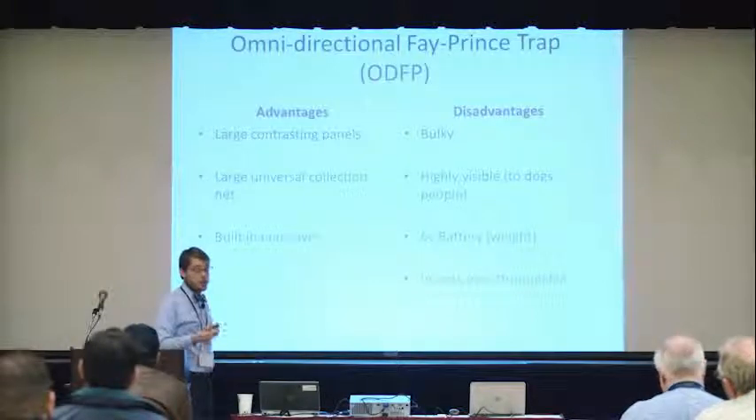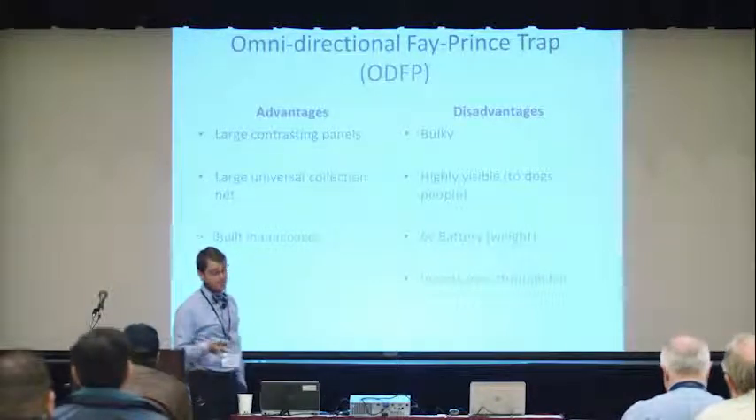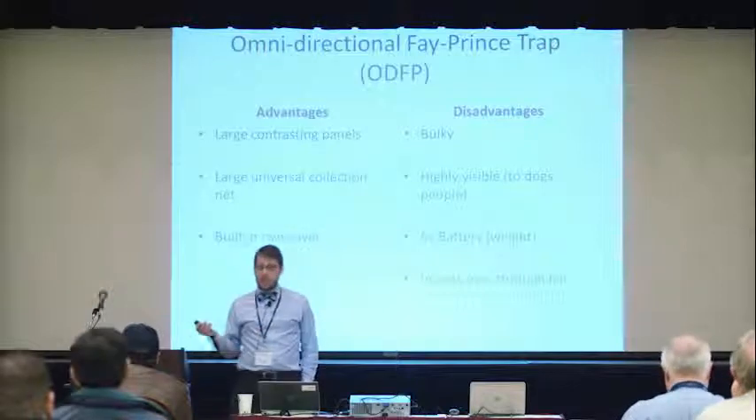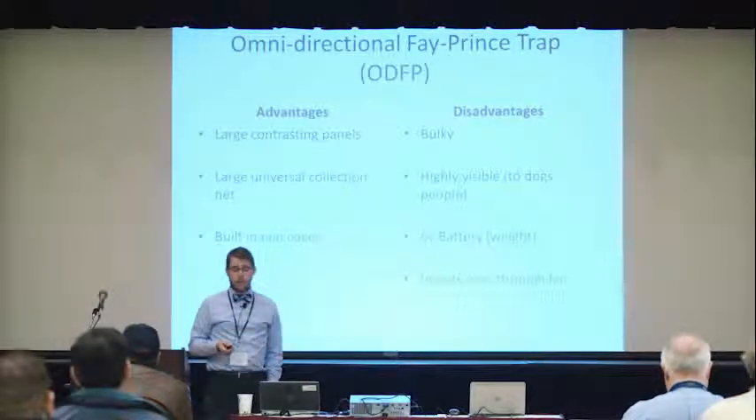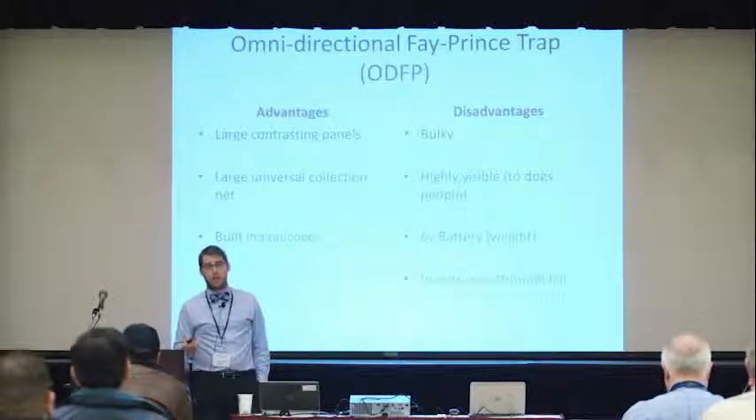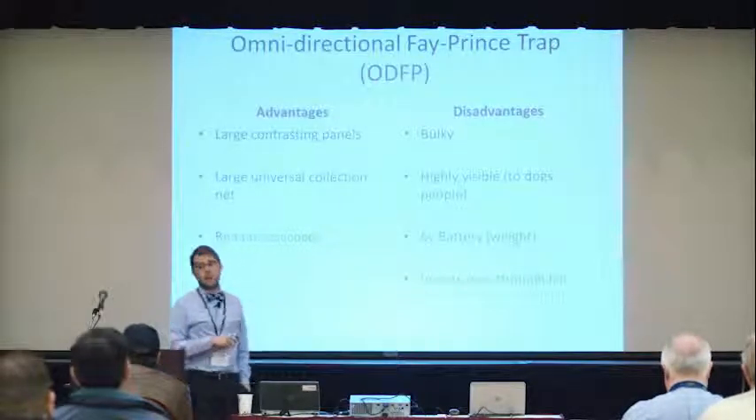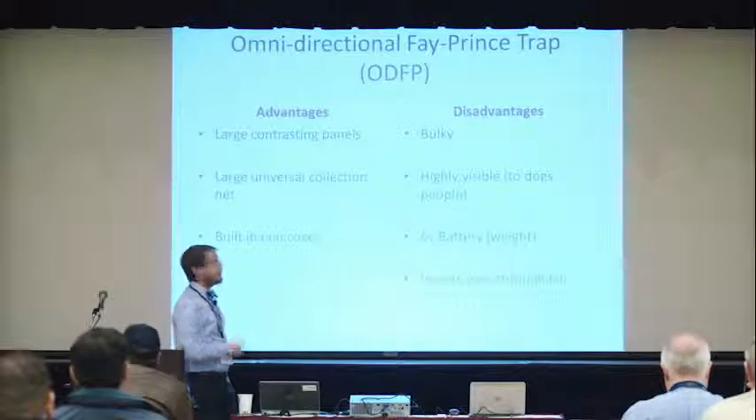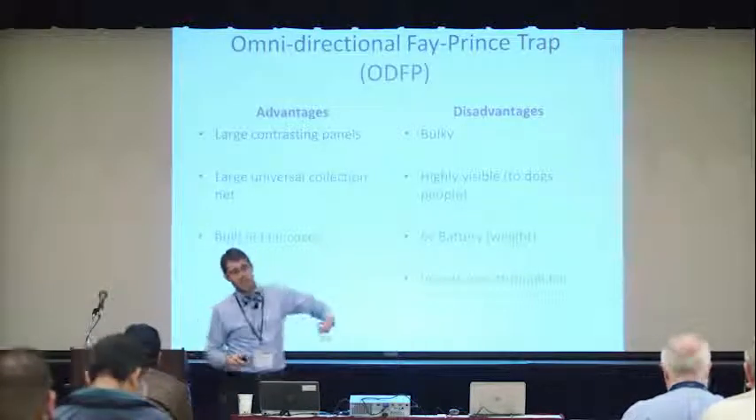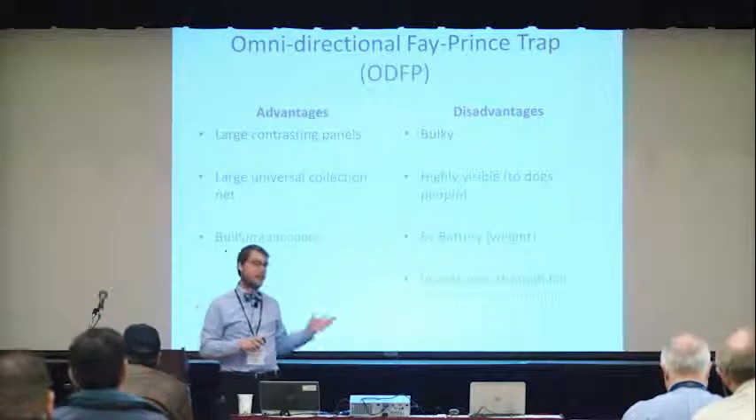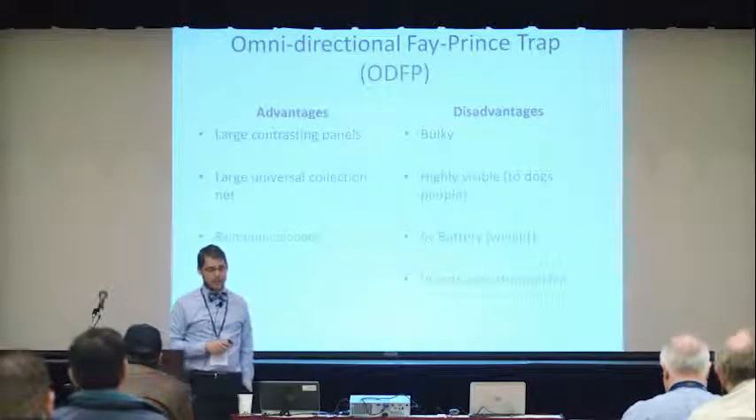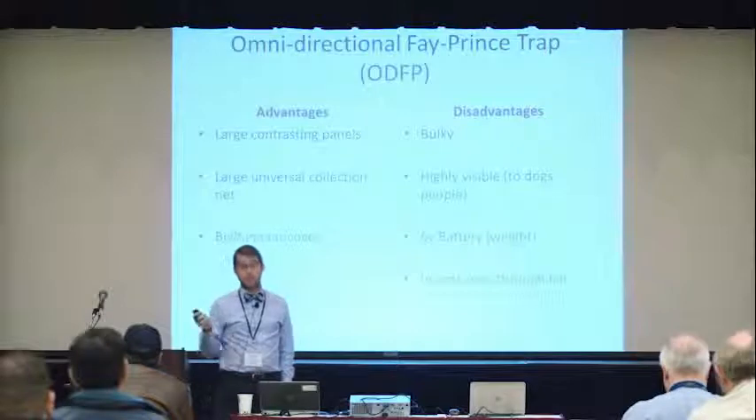So the advantages are the large contrasting panels. It's easy to see for the mosquitoes. It uses what I call the universal collection net, and it's got a built-in rain cover. The disadvantages are that it's bulky. I don't know how many of you have ever tried to lug this out in the field. I hope you're not going far, because it's snagging on everything, and the wires are hanging and grabbing all the plants, and it's a mess. It's also highly visible to dogs and people.